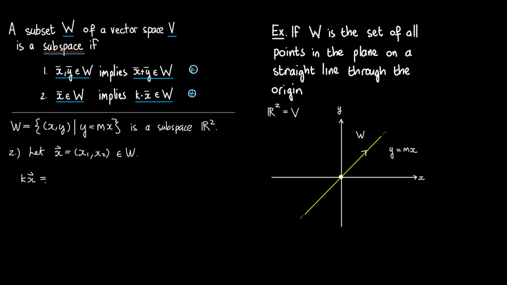So kx is just equal to (kx1, kx2), and if I take m times the first component here, what do I get? Well, I can just swap these two terms around and get k times mx1.